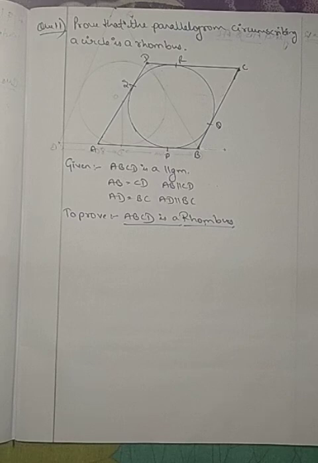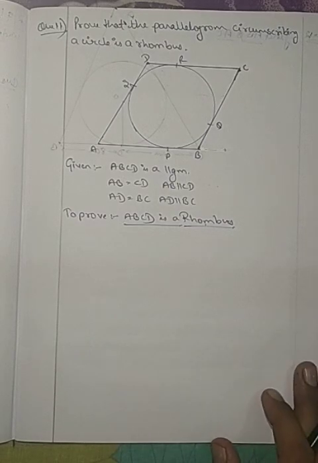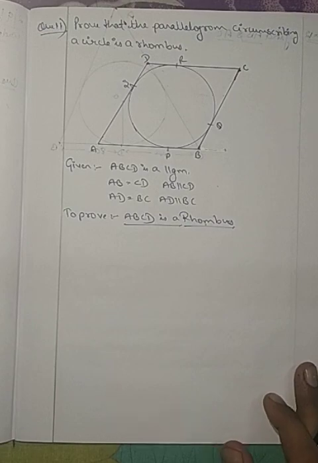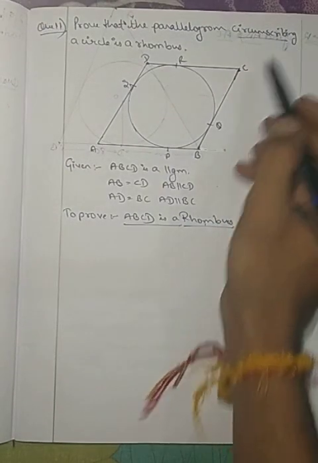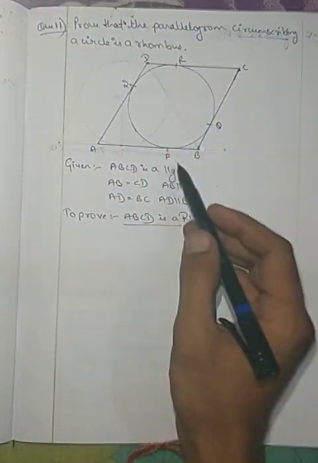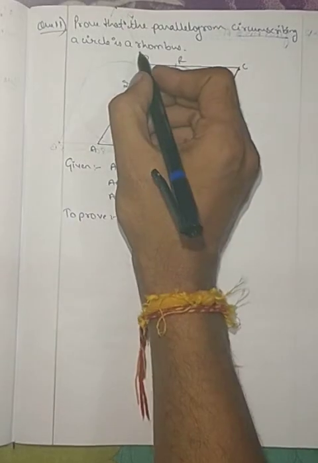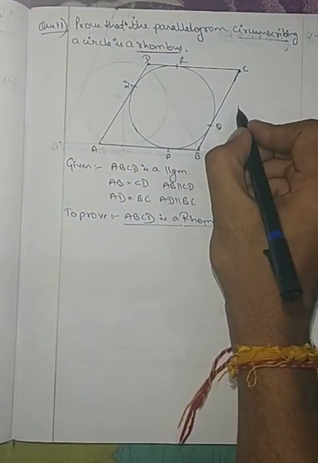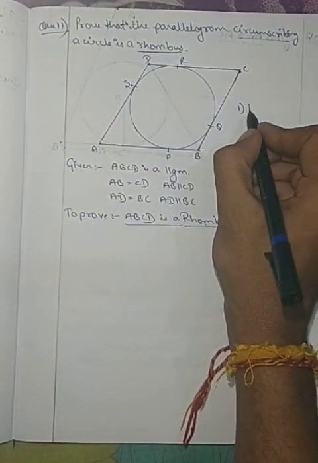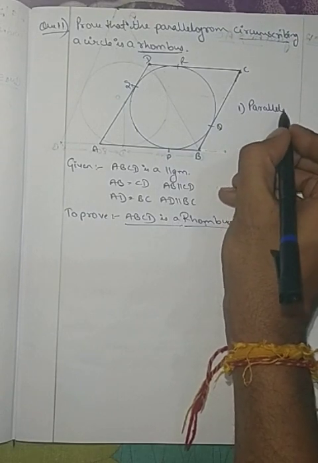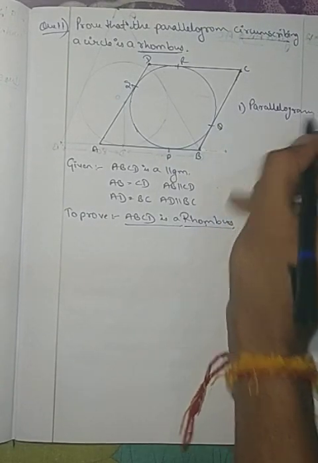Coming to the next question, that is question number 11. Prove that a parallelogram circumscribing a circle is a rhombus. Circumscribing means inside the parallelogram a circle is there which touches all the sides of the parallelogram. To prove a rhombus, what we need to do? First thing is a parallelogram. It is already given.